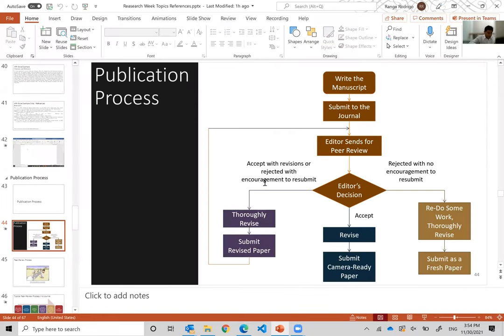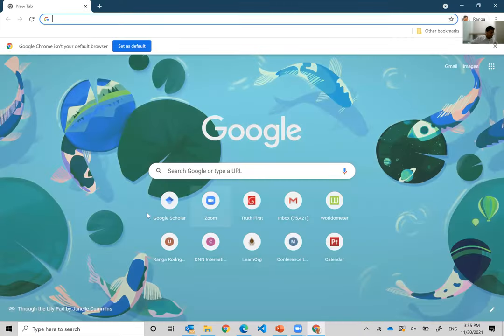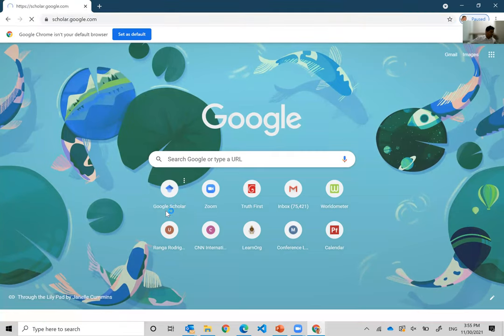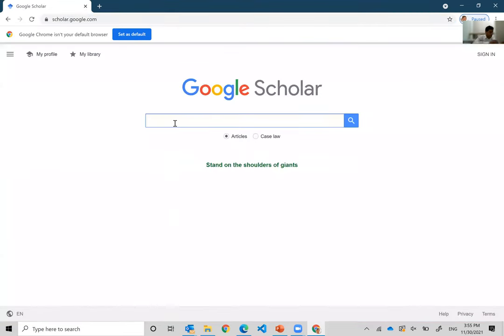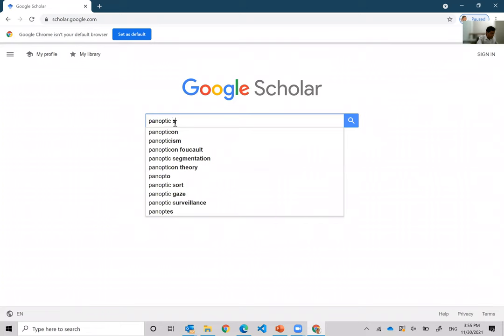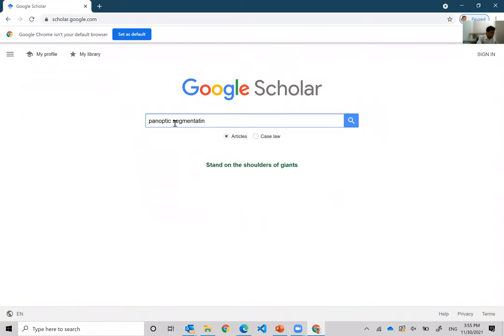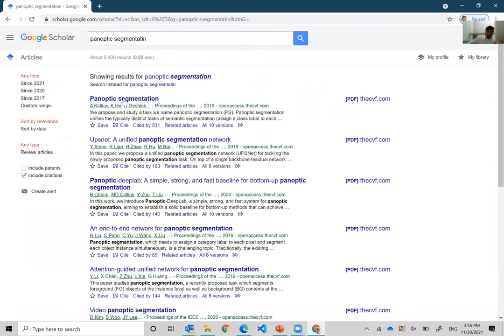So if you want to look at a paper in Google Scholar, I hope you are making sense to people about these things. So let's go to Google Scholar. Since we talked about panoptic segmentation, let's search for a panoptic segmentation paper. I know that this is the topmost paper in that. I click that.